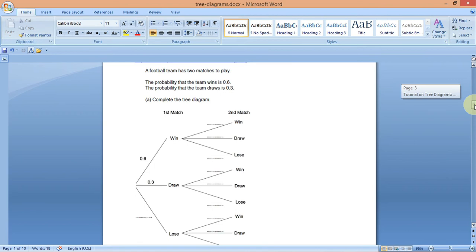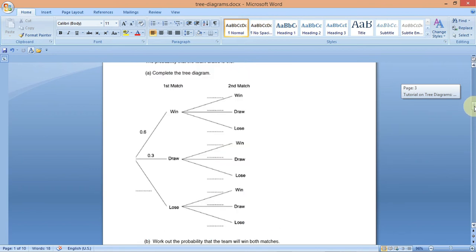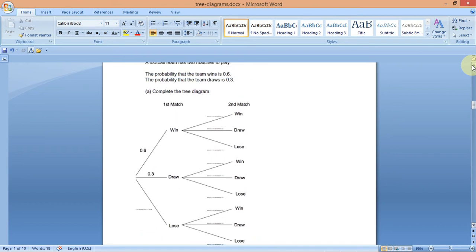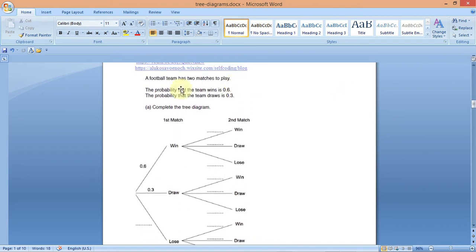So now this question says, let me see the B part. Okay, please, I would like to take the A and the B part. In that case, let me look at the information I have here. A football team has 2 matches to play. The probability that the team wins is 0.6. The probability that the team draws is 0.3. So in that case, let me have my two probabilities down so that I'll be able to use that. So probability win is 0.6 and probability draw is 0.3. So from there I can take it up.